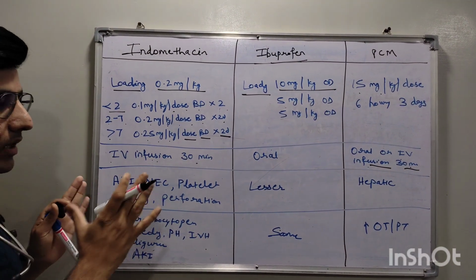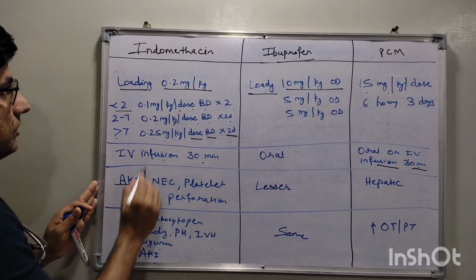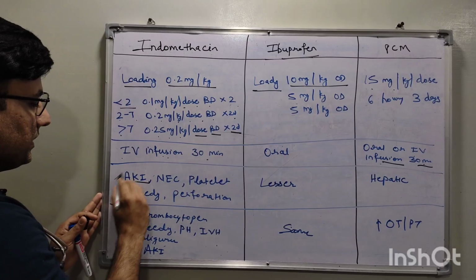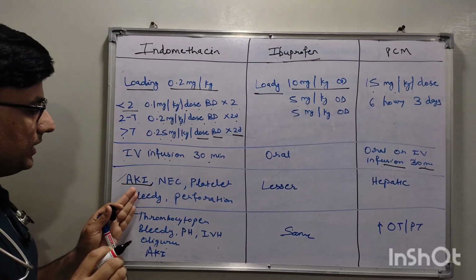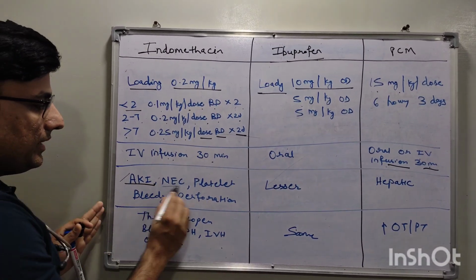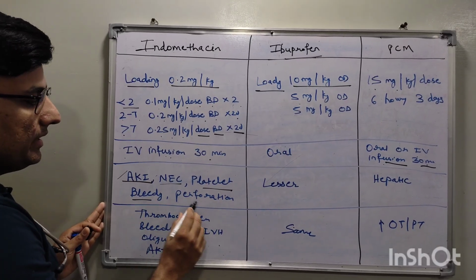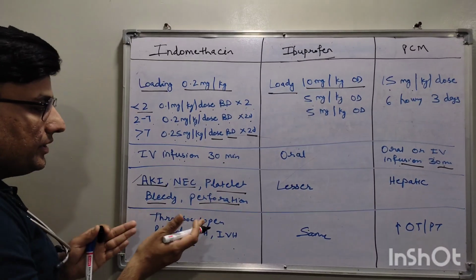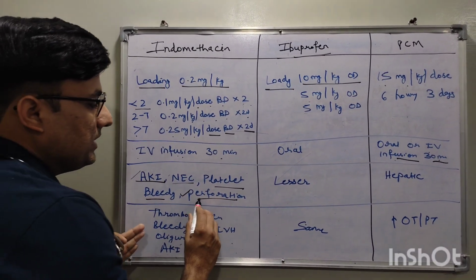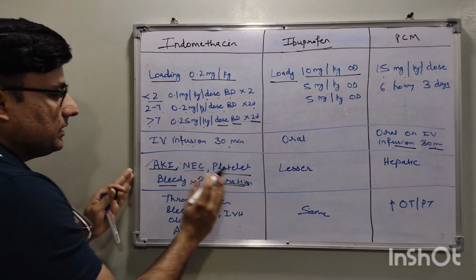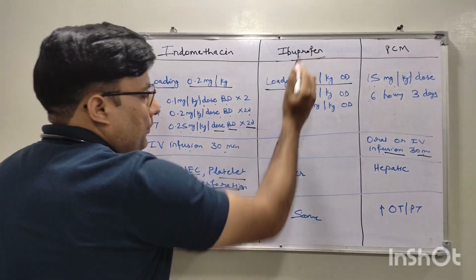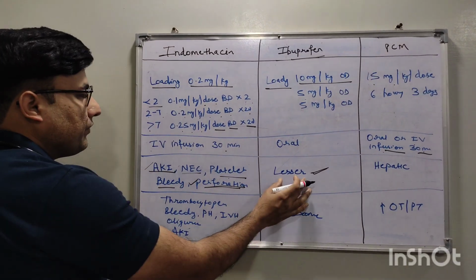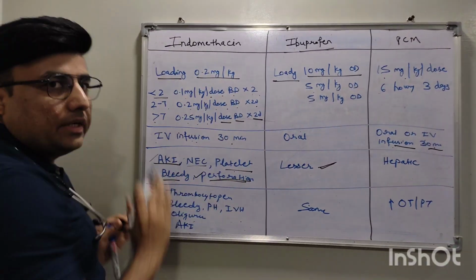Then coming to the adverse effects of these drugs. Indomethacin has the highest side effects. First is renal impairment, renal failure or acute kidney injury. Risk of NEC, platelet dysfunction, bleeding, or perforation if given with steroids. Sometimes preterm babies are given steroids also, so with steroids there is a high risk of perforation. So Indomethacin has higher side effects. Ibuprofen also has these side effects but in lesser amount. So the safety profile is better with Ibuprofen as compared to Indomethacin.